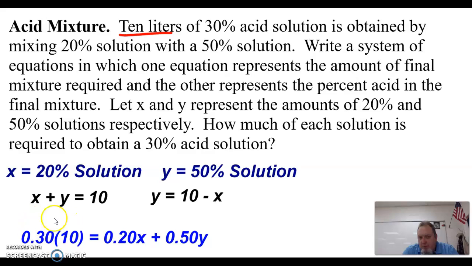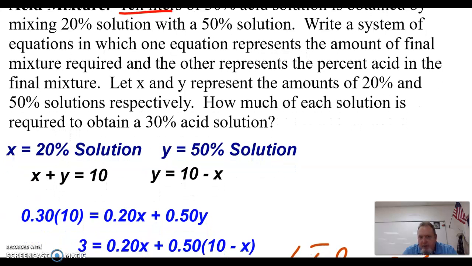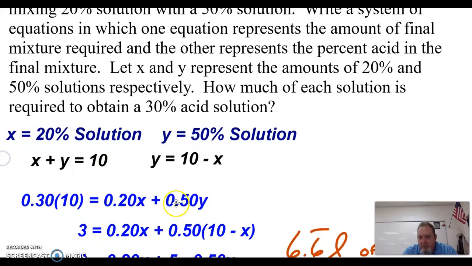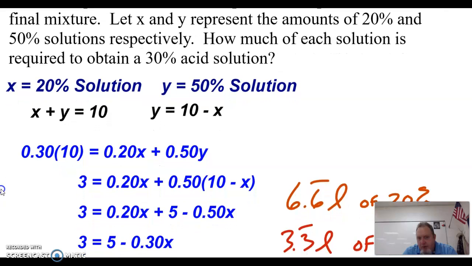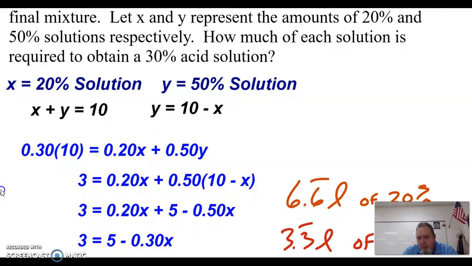All told, I have a 30% mixture for 10 liters, which is made up of 20% of X liters and 50% of Y liters. This is why we had to solve that first equation for Y, because right now I've got two variables. So the first thing I'm going to do, I'm going to replace Y with 10 minus X. Now I only have one variable in this equation. I'm going to distribute over here. You can see I have two X terms, so I'll combine those. And once I get to that point, I can solve for X.